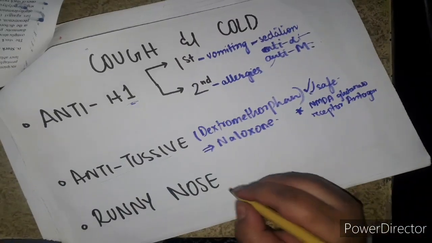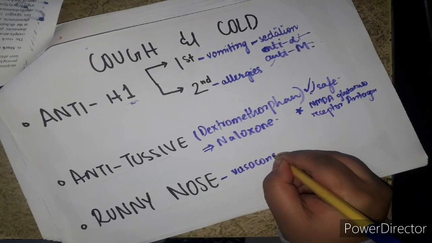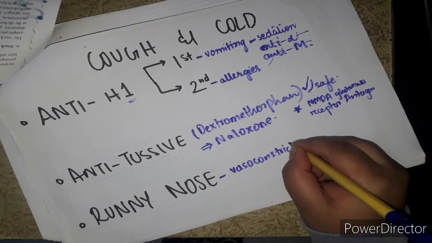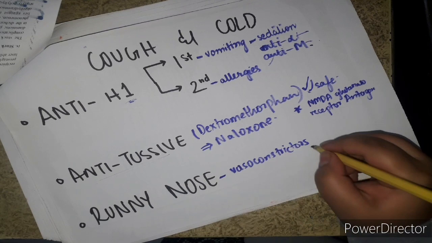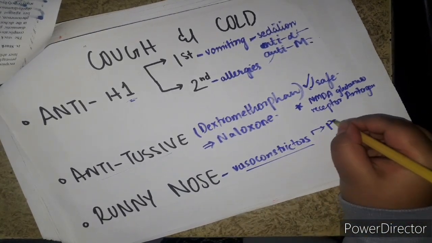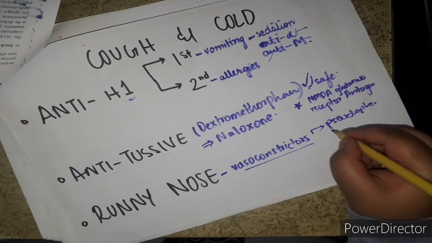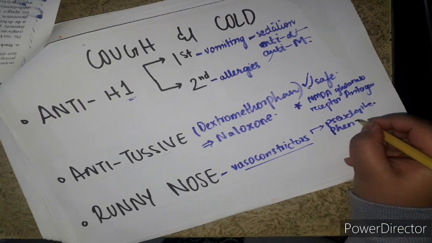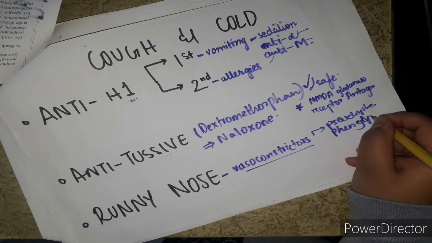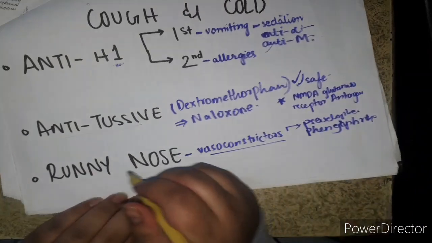And finally, we have medications for the runny nose. We give vasoconstrictors for runny nose. And we have pseudoephedrine and phenylephrine, which are oral alpha agonists. These are all alpha adrenergic drugs.